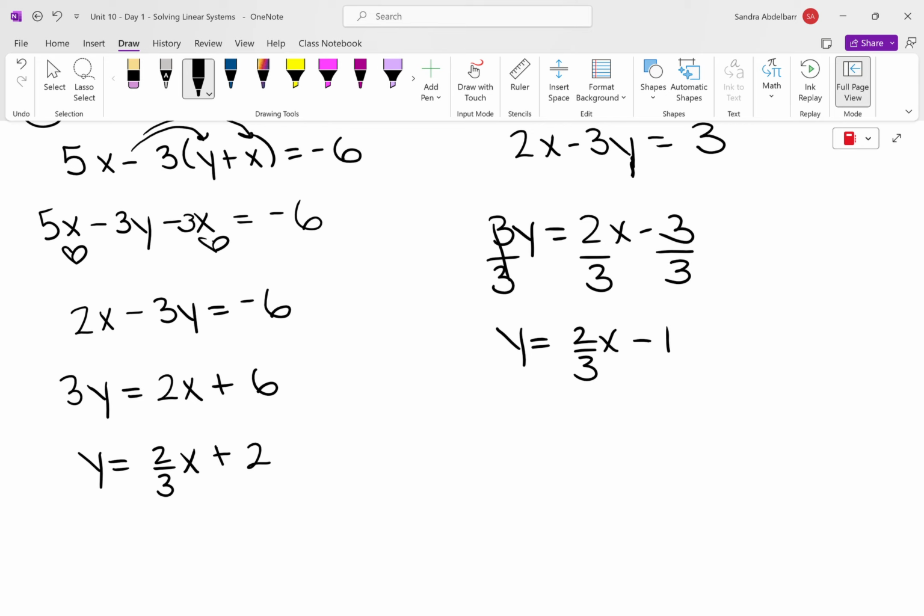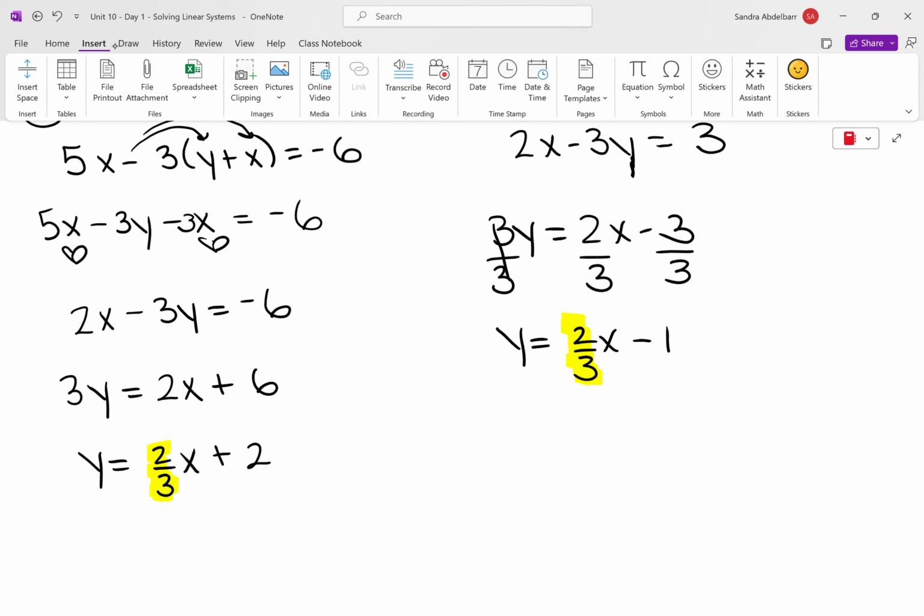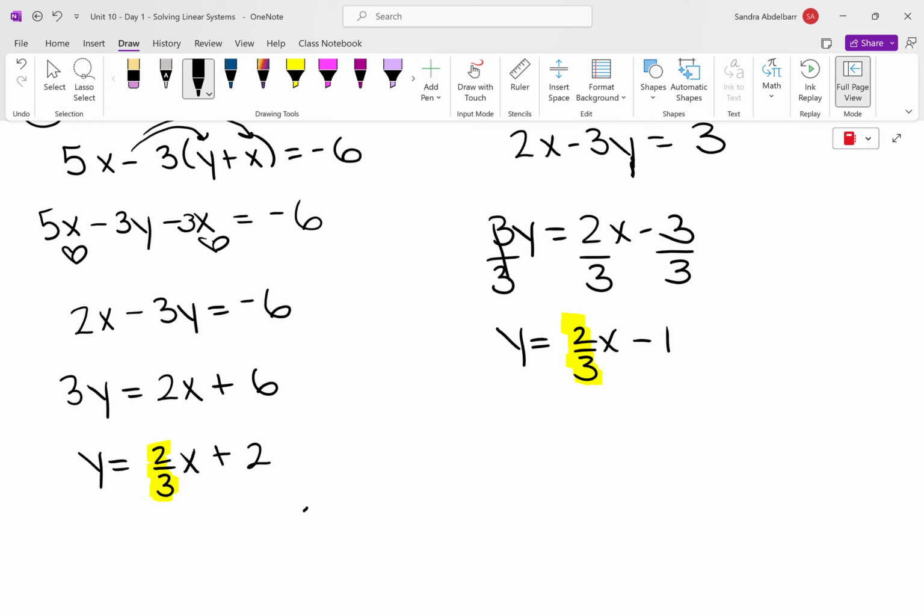Guys, I don't even need to graph these. Why? That's same slope. They have the same slope, so what? So they're parallel. They're parallel, yeah. Good. Do you guys remember if two lines have the same slope, they have to be parallel?